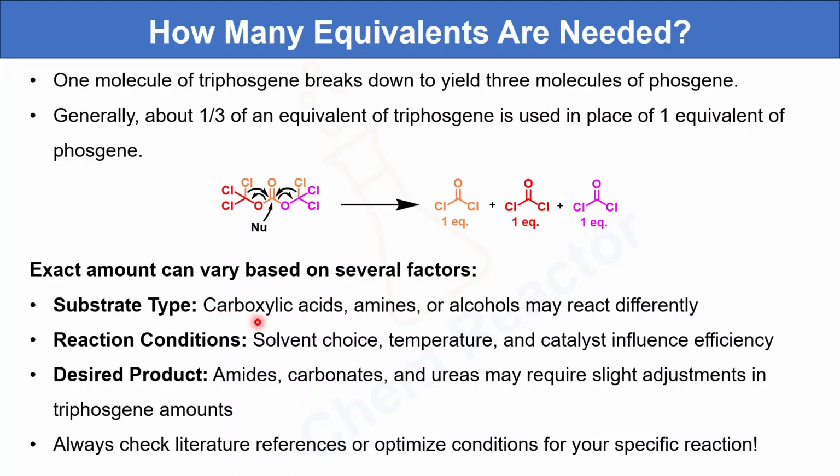So if you have substrates like carboxylic acids, amines or alcohols, they may react differently or may have other substituents on them, so you may have to adjust your triphosgene requirements. Then the second, reaction conditions. The type of solvent, temperature and the catalyst can influence the reaction. So depending on the solvent and temperature, that can also vary. And then the desired product. If you're making amides, carbonates and ureas, that may require slight adjustment in your triphosgene amounts. So to have a successful reaction, always check the literature reference or optimize the reaction conditions for your specific reaction.